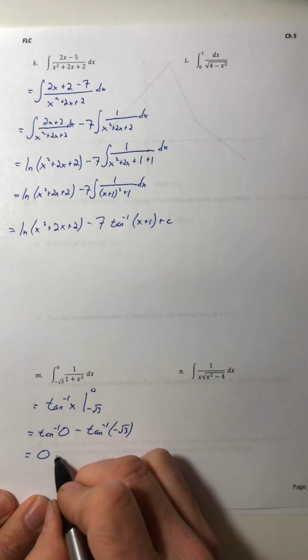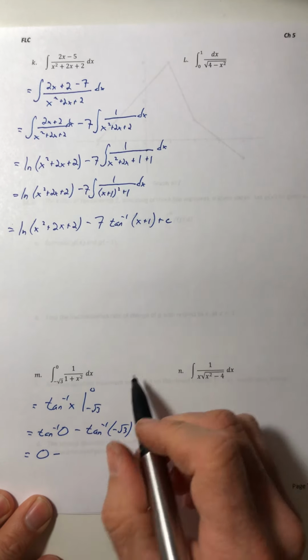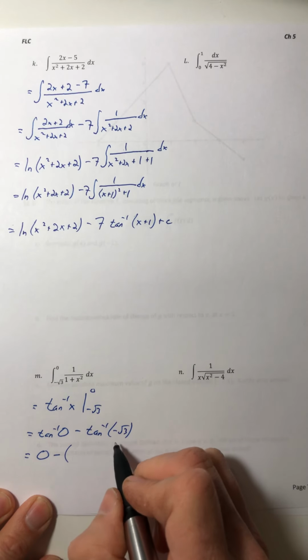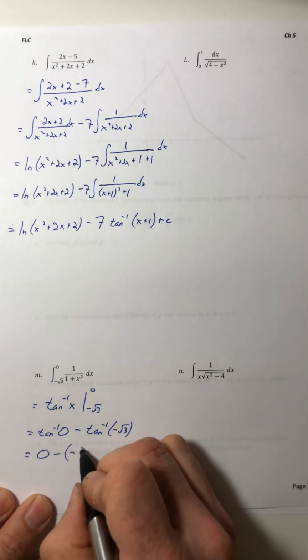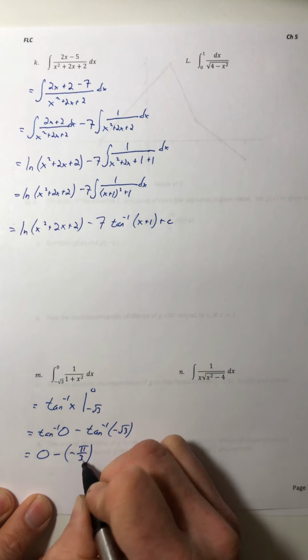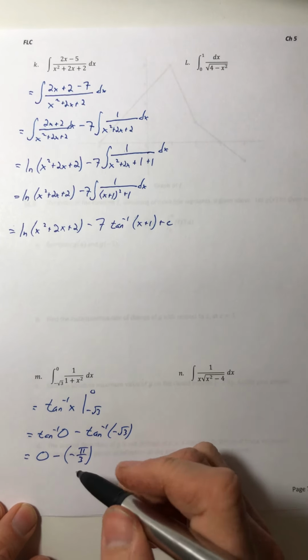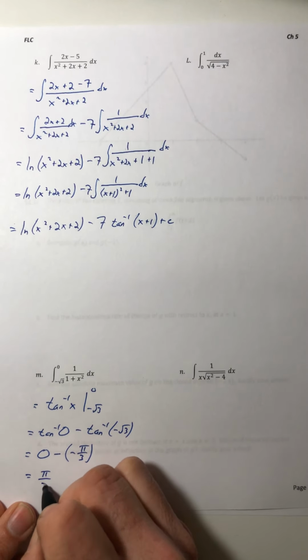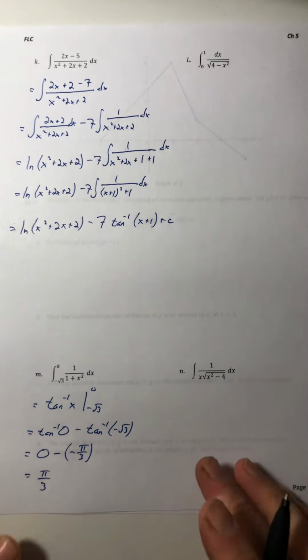So that's 0, and the reason why I say this one's a little bit harder than example L is because you have to remember inverse tangent of negative root 3 is negative pi over 3, not 5 pi over 3. So you have pi over 3.